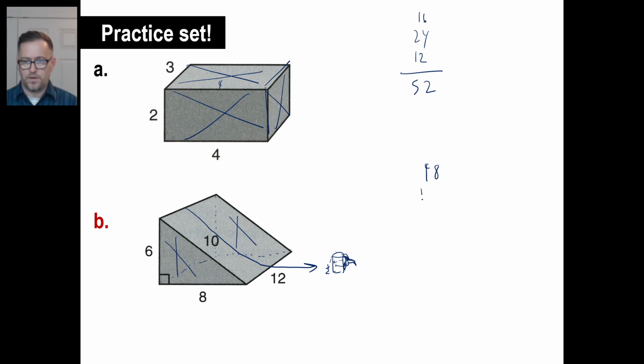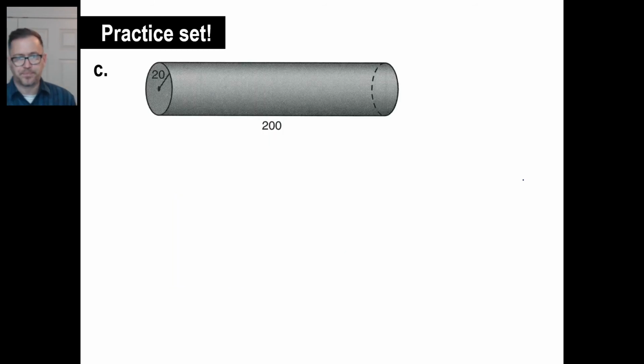10 by 12 is 120 there. So we got 3 sides. The bottom is 8 times 12, 96. The back side here is 6 tall and then 12 across. That's 72. So what the heck is that? 48 plus 120 is 168 plus 96 is 264 plus 72. I believe that's 336. Is that right? 264 plus 72. I think that's right. 336. Okay. All right. So pause it and try C.